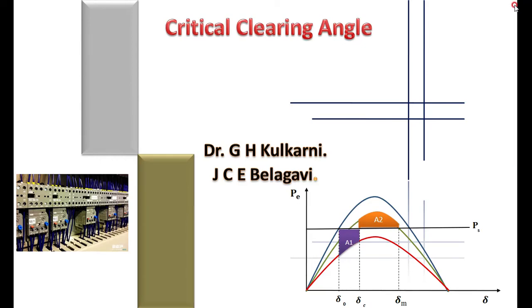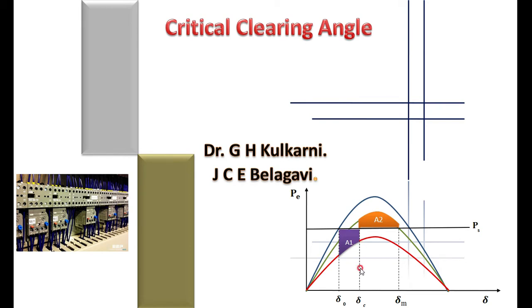Critical clearing angle. In the equal area criteria, we see that for any given initial load, there is a critical clearing angle. If the actual clearing angle is greater than the critical value, the system is unstable. Otherwise, if you are clearing the fault at less than the critical clearing angle, then it is stable. Therefore, the area A1 depends upon at what particular time you are clearing the fault.